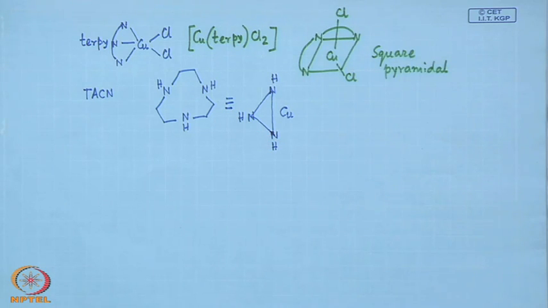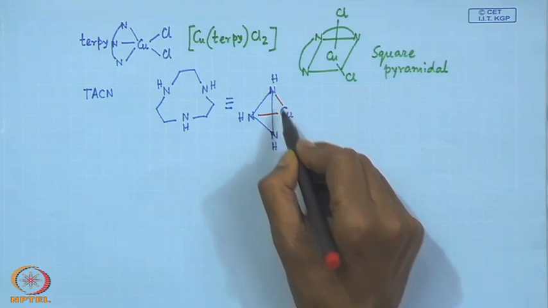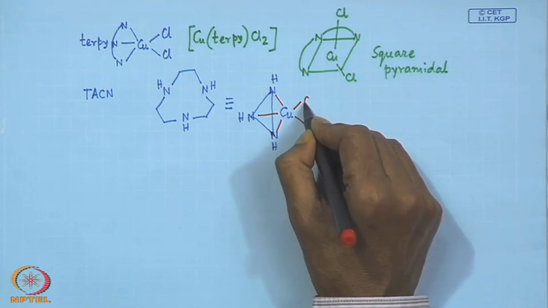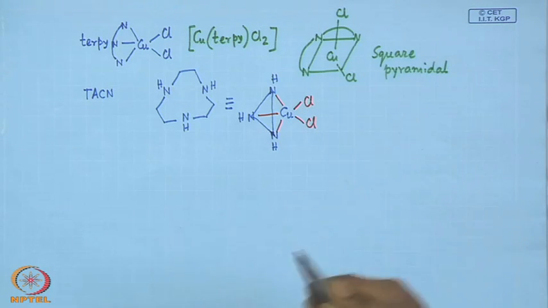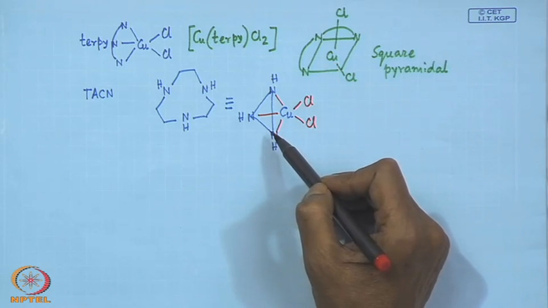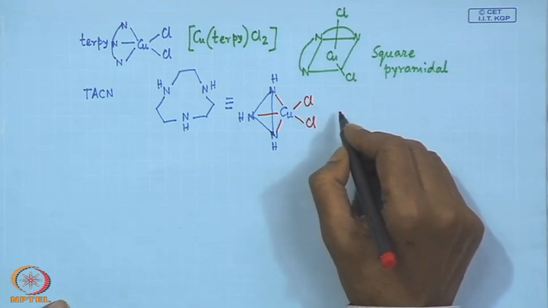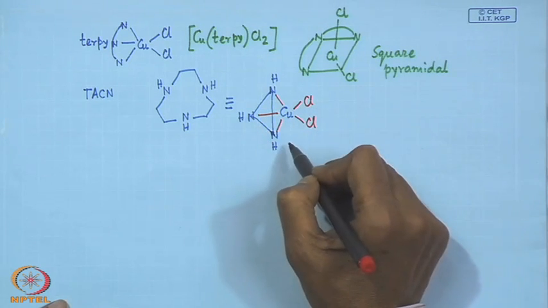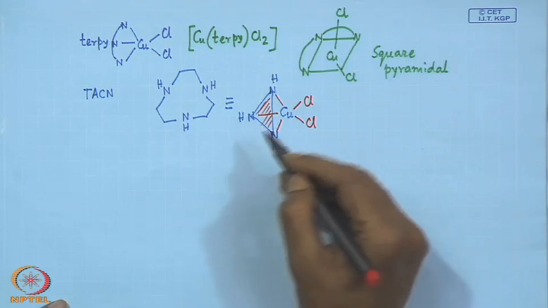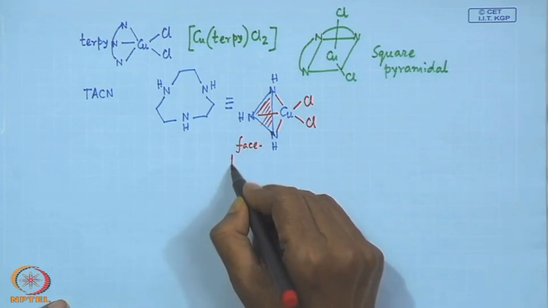So, TACN is going to bind to the copper center and we have 3 copper-nitrogen bonds, and we have 2 chlorine bonds to copper also. The geometry of this molecule is completely different from that of this one, and it is a very useful molecule for showing the corresponding phosphoesterase activity. This particular face that it occupies is trigonal.